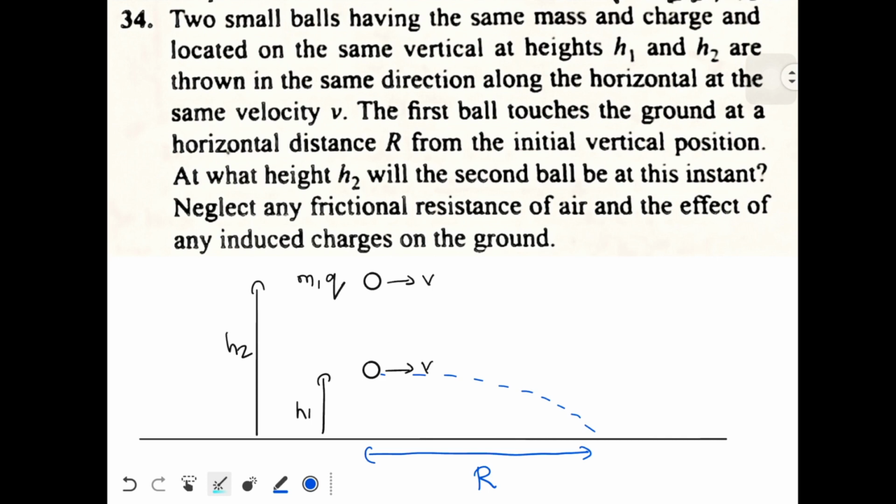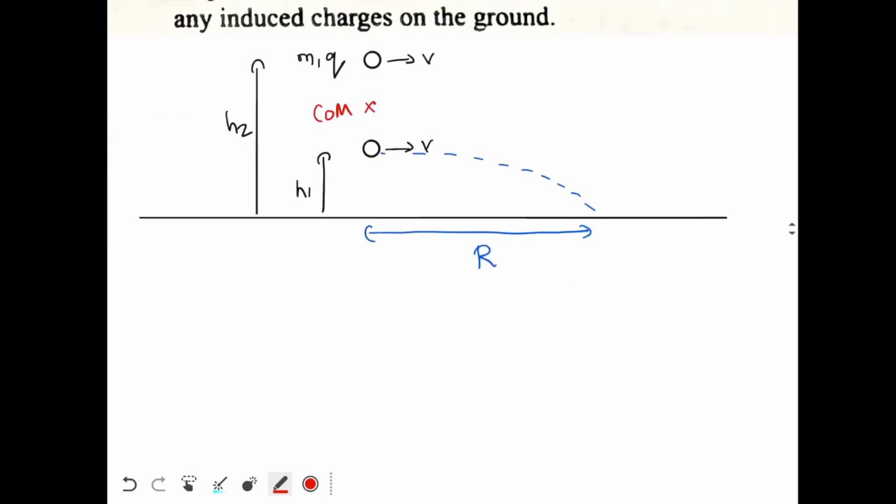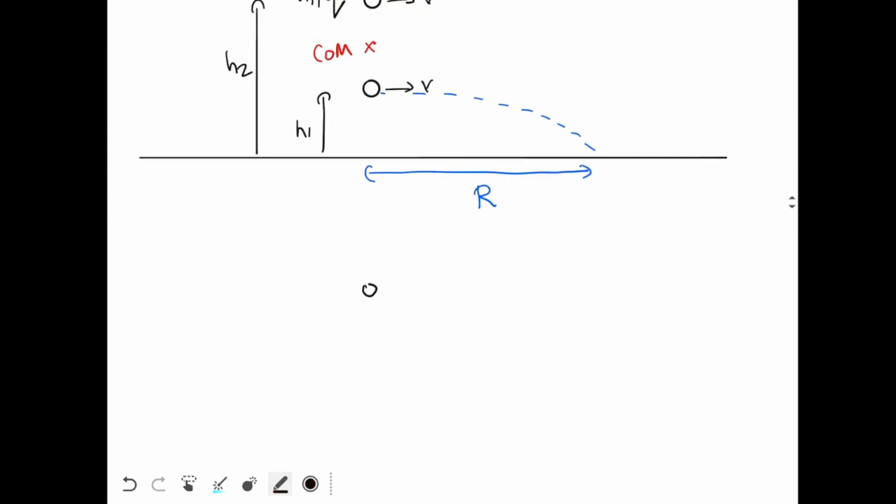Okay, so let's continue with the solution. So this is my COM. Now let's look at the forces acting. So we have the two particles. Gravity is acting on both of them. And at the same time they are applying electrostatic force on each other, which will be actually repulsive because they have identical charge. So they are repelling each other.